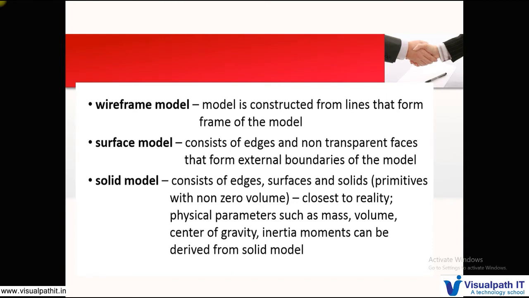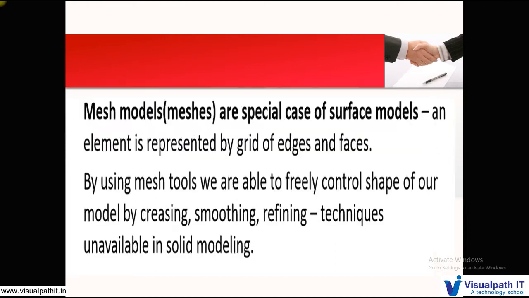So a surface model will not have any volume, whereas a solid model will have volume, and mass, center of gravity, and moment of inertia can be derived from the model. There is one more model called the mesh model. Mesh models are a special case of surface models. The mesh model is again represented by a grid of edges and faces. By using mesh models, we can freely control the model, which is unavailable in solid modeling.